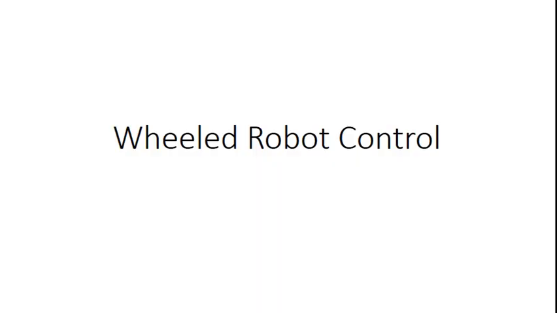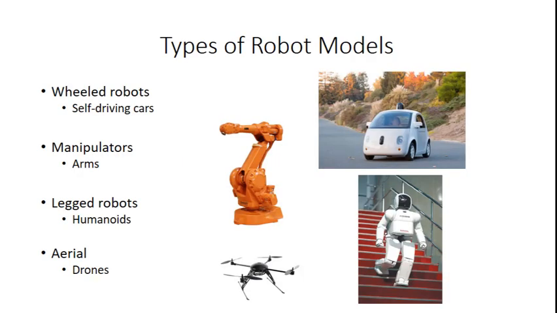The first big topic that we're going to talk about in this class is wheeled robot control. And we specify wheeled robots because there are just so many different types of robots. I list a few of them here. Wheeled robots are kind of self-explanatory. They're any robot that moves with wheels. So self-driving cars would be a wheeled robot. The robot we looked at in class earlier was a wheeled robot.